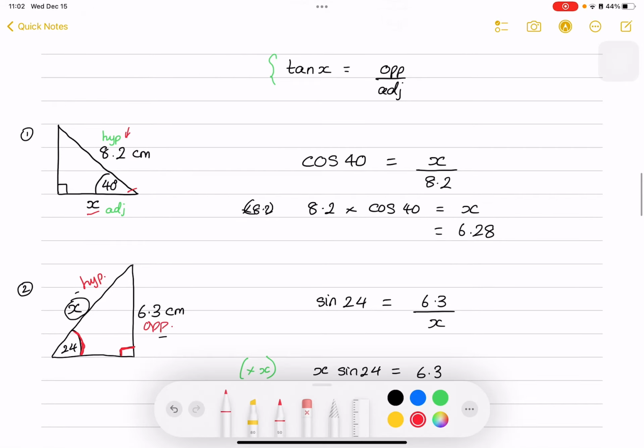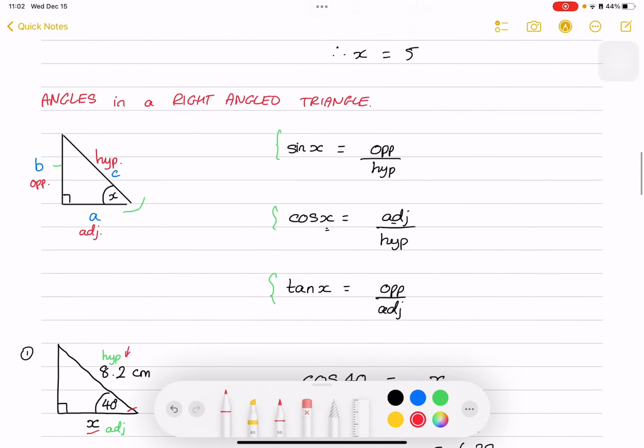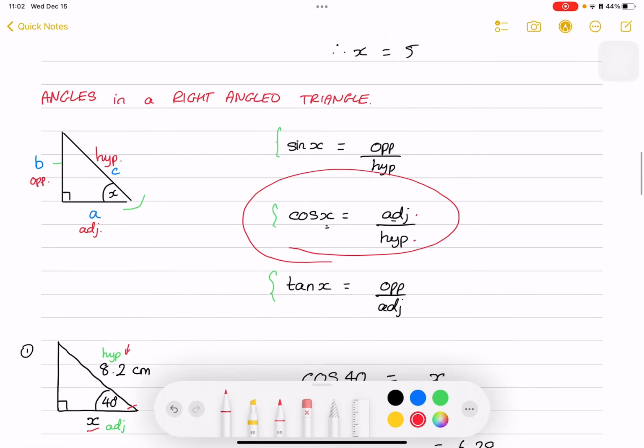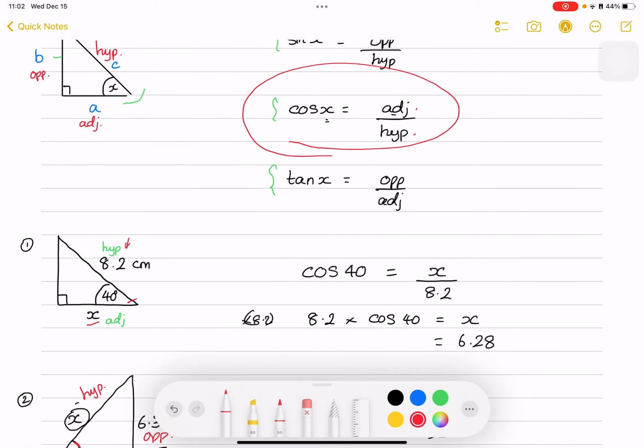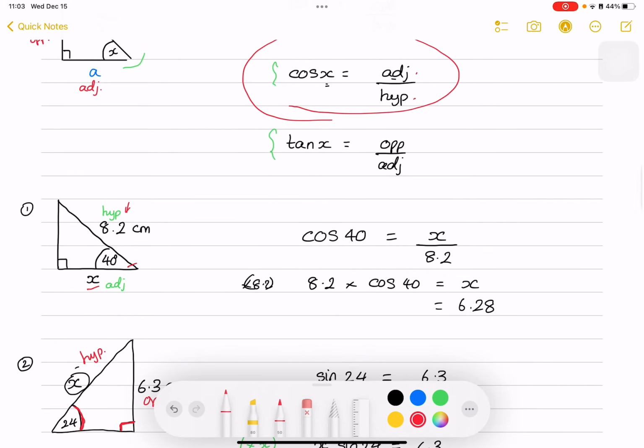So if we take a look at our formula on top over here, we need to use the cosine rule because the cosine has the adjacent and the hypotenuse. So we can use that formula and start substituting everything into there. The angle is 40 degrees. So cos 40 is equal to x, which is the adjacent we are trying to find, over 8.2, which is the hypotenuse. Right? So we need to make x the subject of the formula.